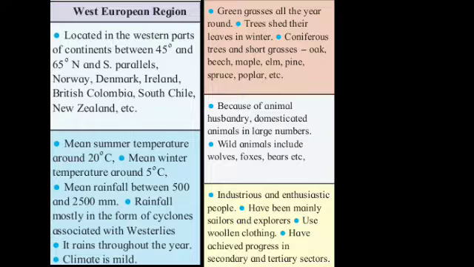Next we have the West European region. Location: in the western part of the continent between 45 degree and 65 degree north and south parallel. Norway, Denmark, Ireland, British Columbia, South Chile, New Zealand, etc. Mean summer temperature around 20 degrees Celsius. Mean winter temperature around 5 degrees Celsius. Mean rainfall between 500 and 2500 mm. Rainfall mostly in the form of cyclones associated with westerlies. It rains throughout the year.